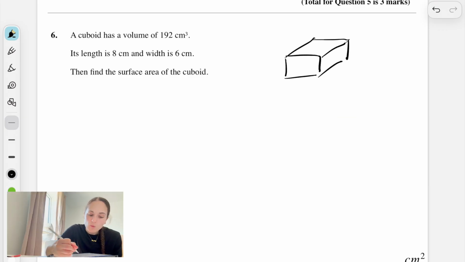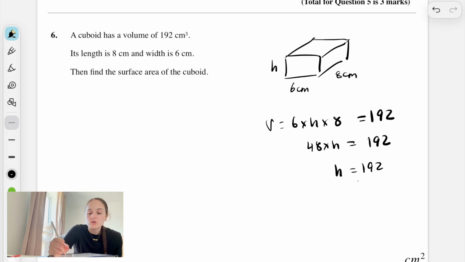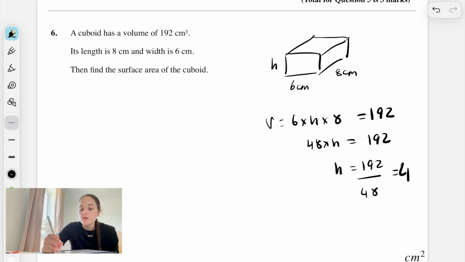So in the case here, we have a length of 8 centimetres, a width of 6 centimetres, and we don't know the height. So we could work out the volume by doing 6 times h times 8, and we know the volume is equal to 192. So 6 times 8 is 48 and 48 times the height is 192. So to work backwards, we can work out the height by doing 192 divided by 48, and if we work that out, we end up with 4. So the height is going to be 4.